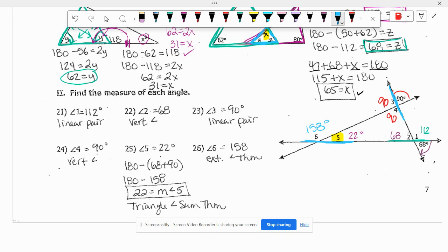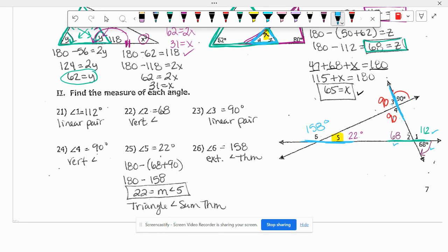So after we've worked our way all around the triangle, let's match them up. So it says the measure of angle 1. Well, angle 1 is 112 degrees. The measure of angle 2, well, the measure of angle 2 is 68, vertical angles. The measure of angle 3 is 90 degrees. It forms a linear pair. The measure of angle 4 is also 90 degrees. It forms a vertical angle with that given measure. The measure of angle 5 is 22, triangle sum theorem. The measure of angle 6 is 158.